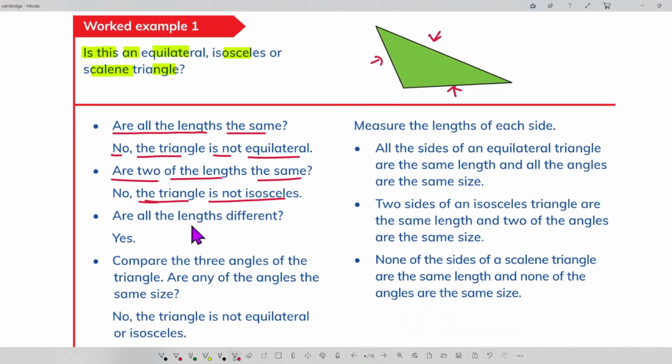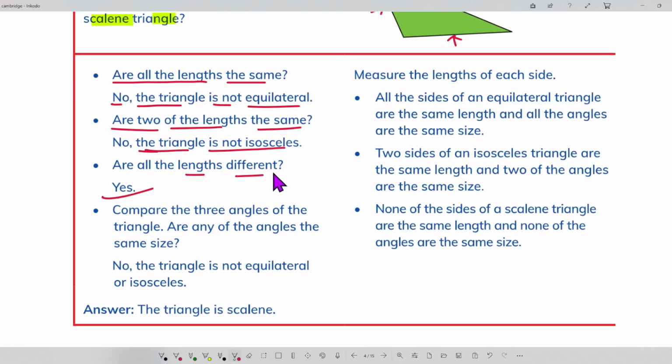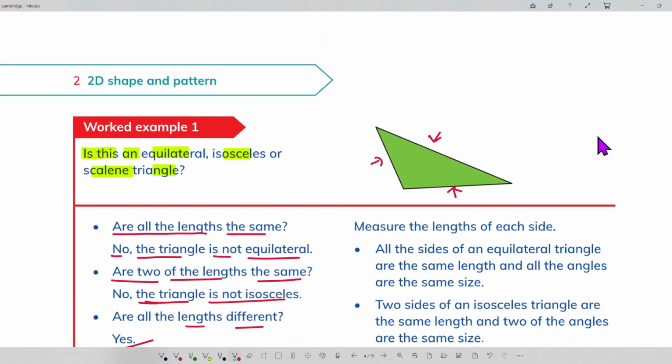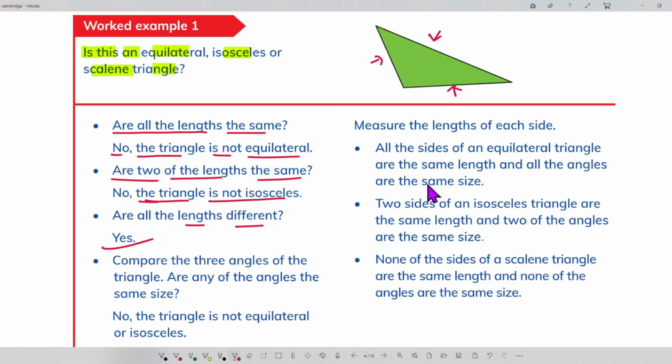Are all the lengths different? Yes. Compare the 3 angles of the triangle. Are any of the angles the same size? No. The triangle is not equilateral or isosceles. That's why we can say this triangle is scalene. Okay, now we have to know about measuring the length of each side. Look, all the sides of an equilateral triangle are the same length and all the angles are the same size, right?